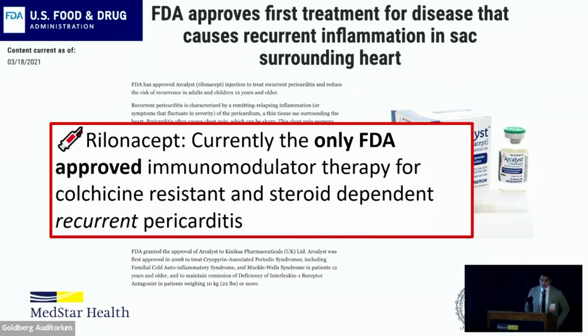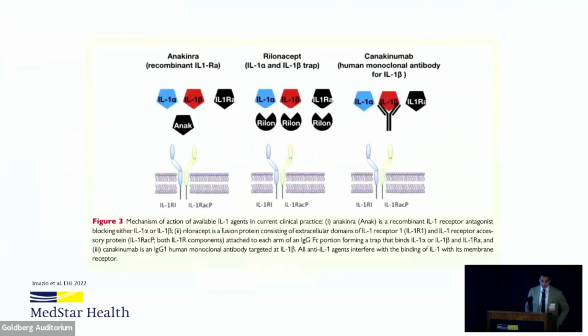Certainly, we do use anakinra in select populations and other immune modulators, but where the FDA and insurances are concerned, rilonacept is the only biologic that we have. And this is just a quick slide which beautifully shows how these immune modulators interact with the interleukin-1 receptor, with anakinra being a true interleukin-1 receptor antagonist here, and this is your receptor in this cartoon.